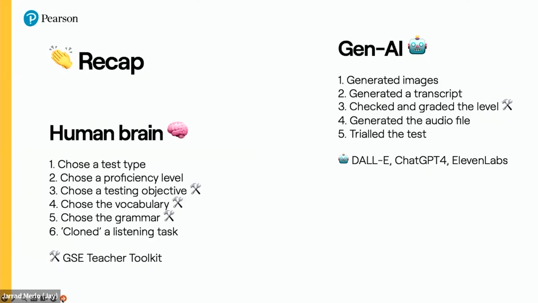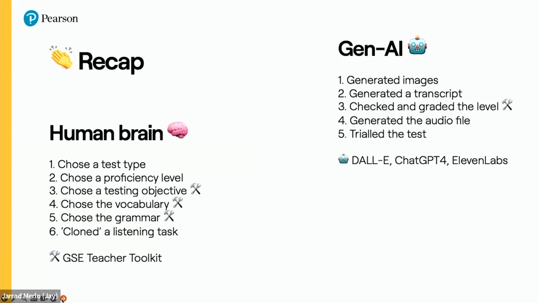We also chose a proficiency level. We looked at the CEFR and the GSE and we went, right, we need to focus on A2. We also chose a testing objective. We used the GSE teacher toolkit. We chose a specific objective, and then we found the vocabulary and the grammar that matched it. Then what we did in part 6 of using our human brain, which was very important, we cloned a listening task. And this is just one of many different tasks that you can clone.